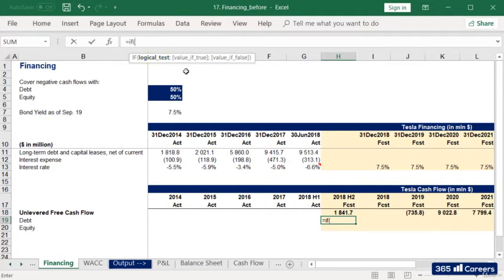The logical test we will perform is, do we have a negative, unlevered free cash flow in a given period? I'll fix the row reference to facilitate copying the function. Then, if the logical test is true, or in other words, if we are in a period when unlevered free cash flow has been negative, we'll cover the loss with 50% debt. I'll multiply the negative cash flow by 50% debt, and we'll fix the row reference of unlevered free cash flow, because I'm going to use this function downwards too.